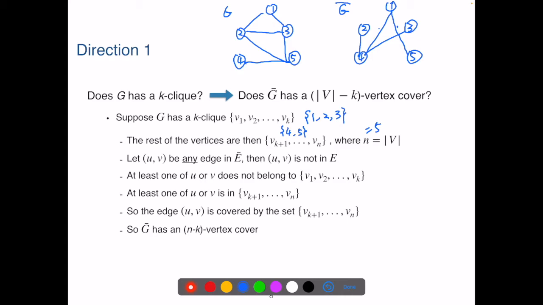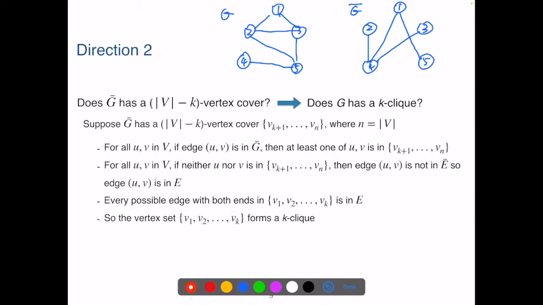For any of the edges in G complement, they cannot be in G by definition. So that means for those 4 edges, at least one endpoint does not belong to the click 1, 2, 3. So all of those 4 edges have one endpoint in the set of 4 and 5. And that's the definition of vertex cover. So we know G complement has a 2 vertex cover, vertex 4 and vertex 5.